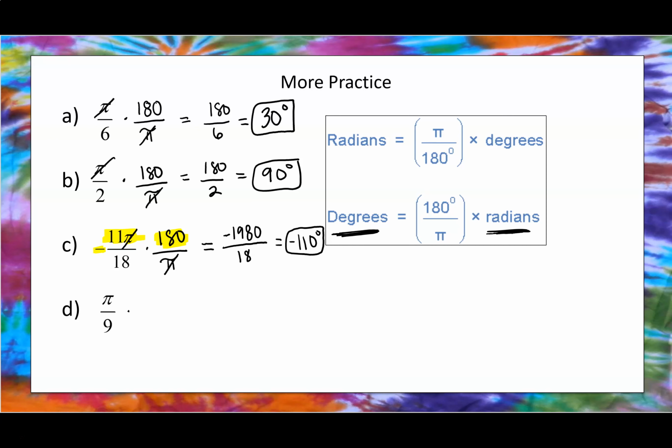All right, last one here. We're going to multiply by 180 over pi. Pi's cancel. I'm left with 180 divided by 9, which is 20 degrees.